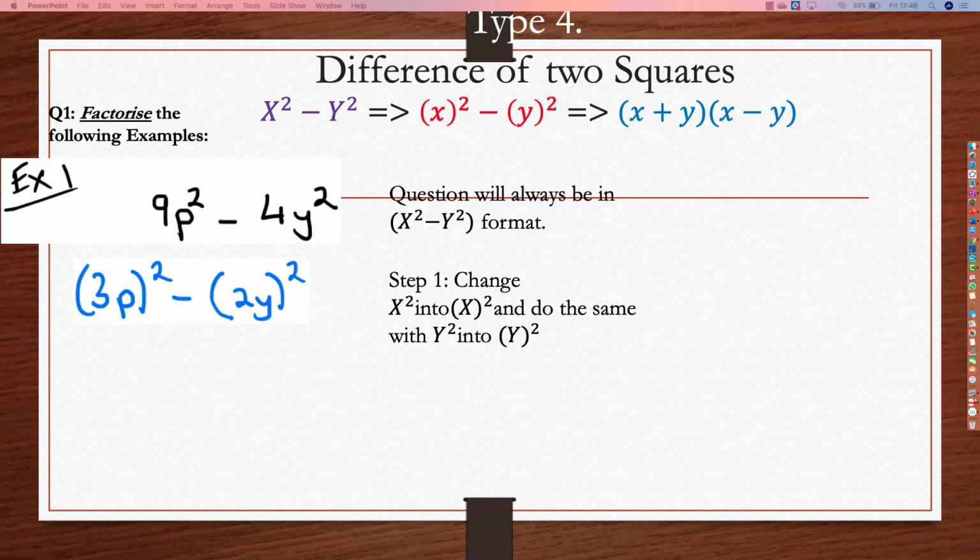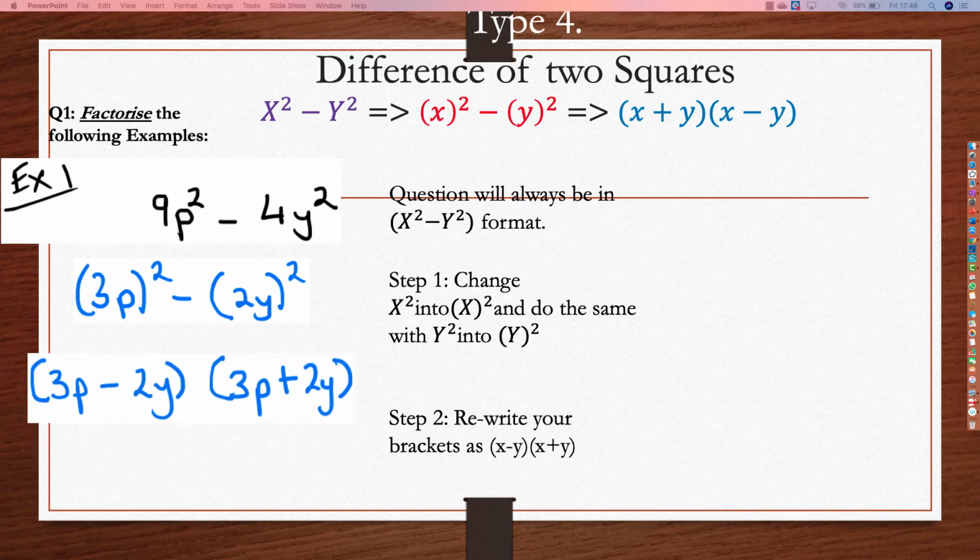So, as I said, you split it into 3p and 2y, you get the square roots of both of them, and then you say your x plus your y, and then your x minus your y. So that's 3p minus 2y, or 3p plus 2y, like that. Right. The common mistake in it here.